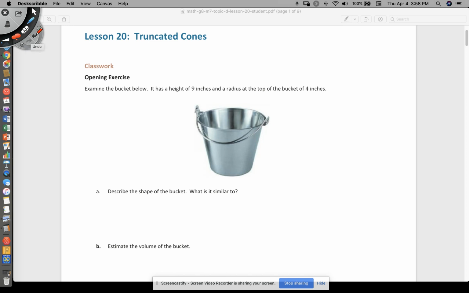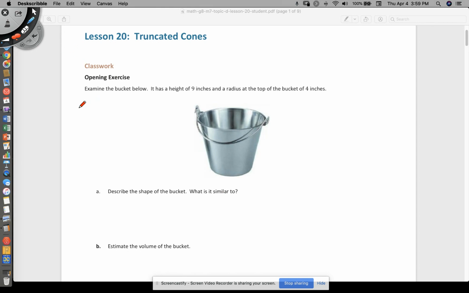All right, this is 8th grade, lesson 20, module 7 on truncated cones. Truncated is a big fancy word for something got chopped off. If you think about this, this was a cone at one point. You can kind of draw this out. And it was truncated, which means it was cut off. And when it's cut off, we have to solve it a little differently.